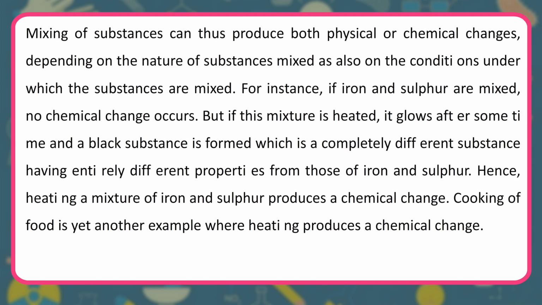Mixing of substances can thus produce both physical or chemical changes, depending on the nature of substances mixed as also on the conditions under which the substances are mixed. For instance, if iron and sulfur are mixed, no chemical change occurs. But if this mixture is heated, it glows after some time and a black substance is formed which is a completely different substance having entirely different properties from those of iron and sulfur. Hence, heating a mixture of iron and sulfur produces a chemical change. Cooking of food is yet another example where heating produces a chemical change.